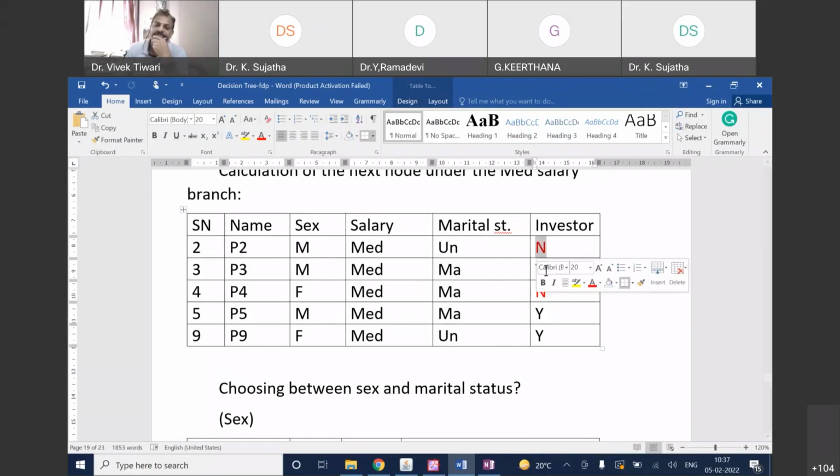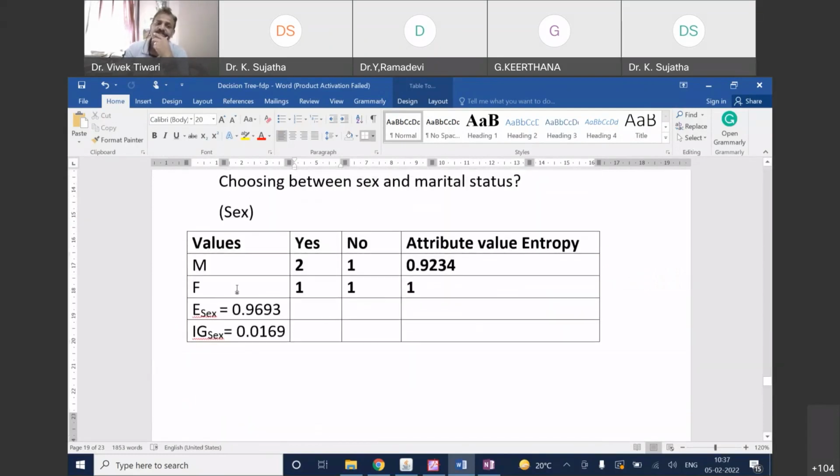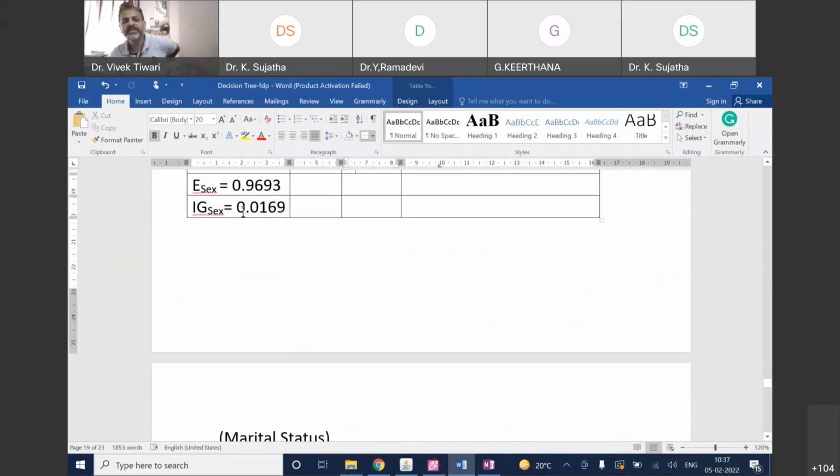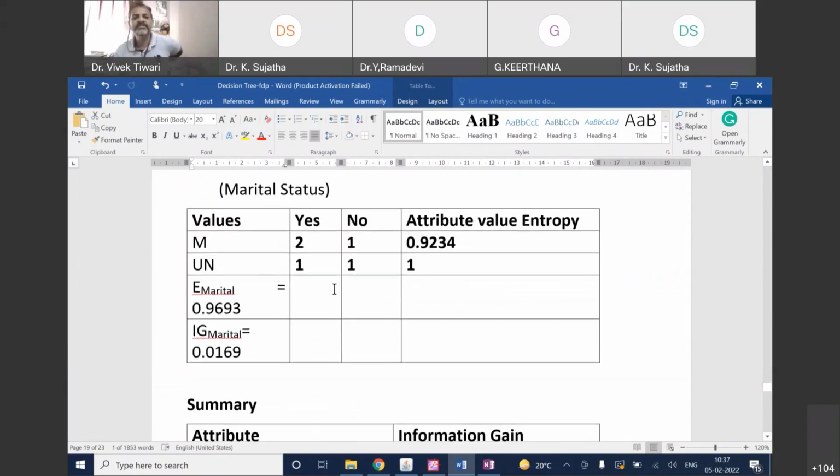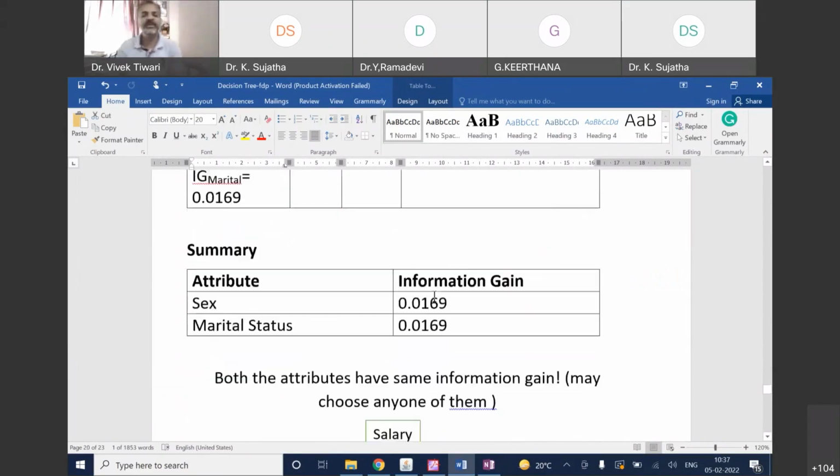This is not investor. This is investor. Similarly, female. One is yes, one is no. Put into the formula whatever the information gain, you have to calculate it over here. Similarly, for the marital status, you have to apply.